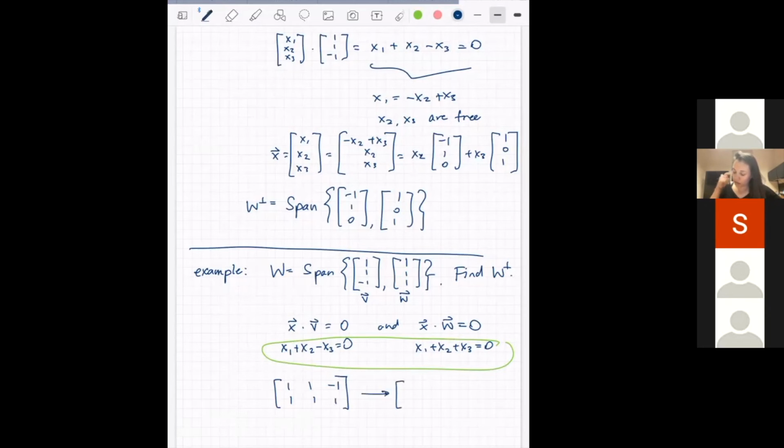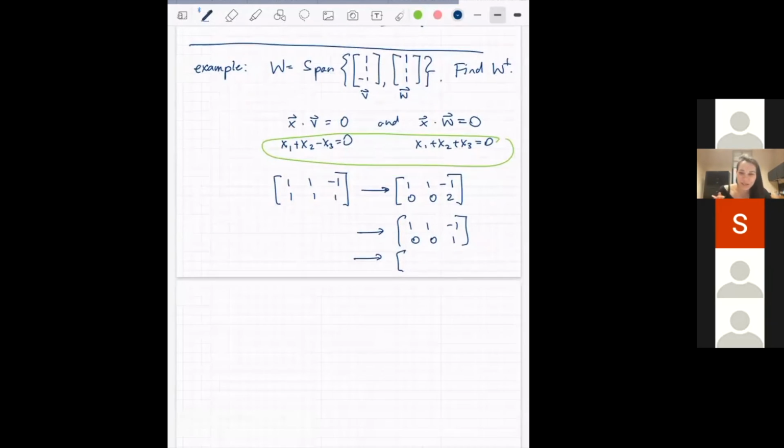And we can row reduce this. So we would take row 2 minus row 1, which would give us 0, 0, and 2. Thank you. Okay. And then we can just divide by 2, so 0, 0, 1. And then we can clear the entry above. Oh, sorry, yeah, okay, I can do this. And then this is finally 0, 0, 1. There we go.